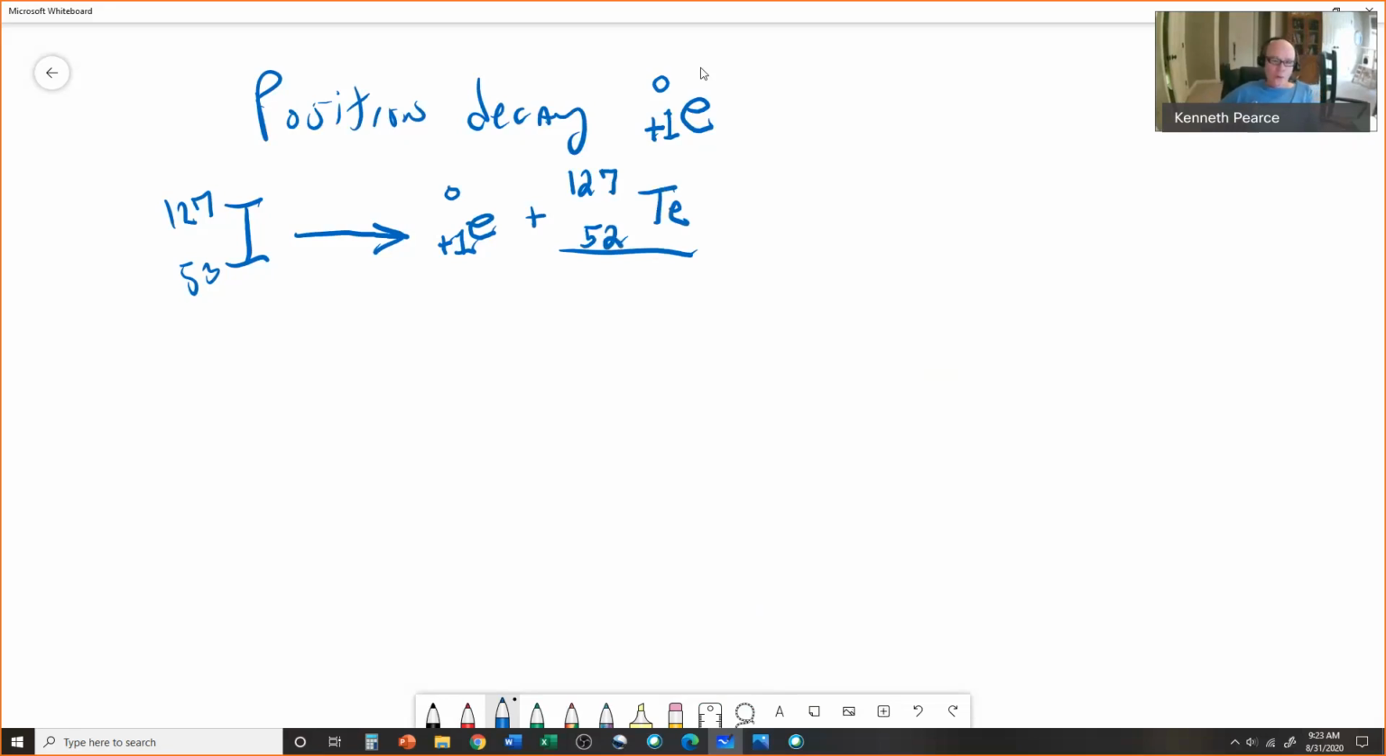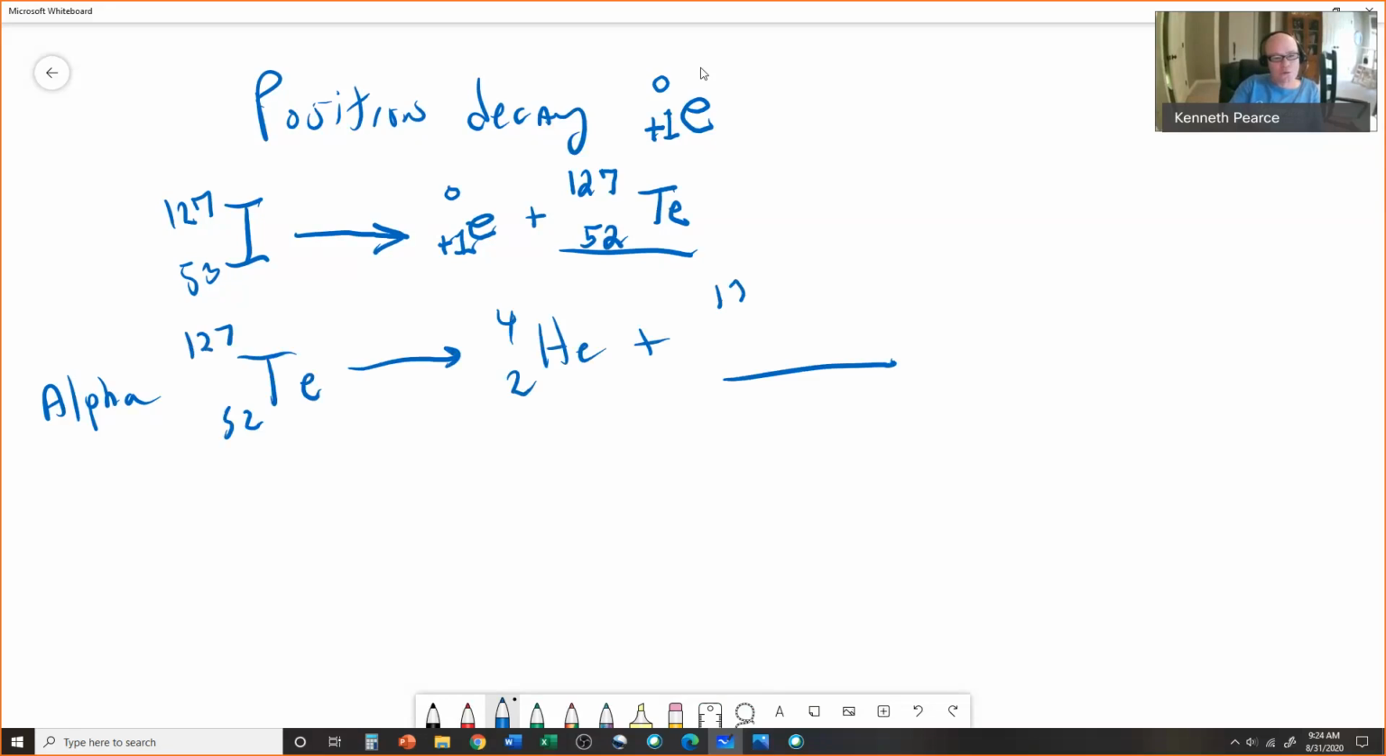And so we can go ahead and alpha decay the tellurium, and 52 goes to a 4,2 helium plus something else. And once again, we just make sure the tops add up and the bottoms add up. And I look for element number 50, and element number 50 is Sn, which is tin. So that's tin 123. And we can do this all day long as far as the decays go.